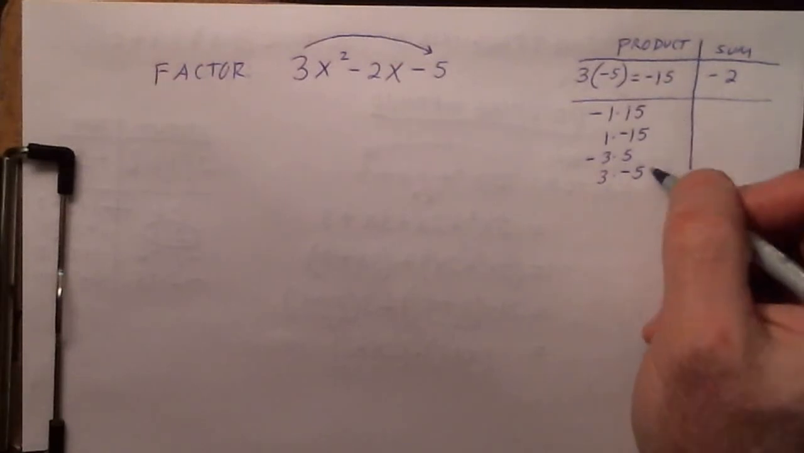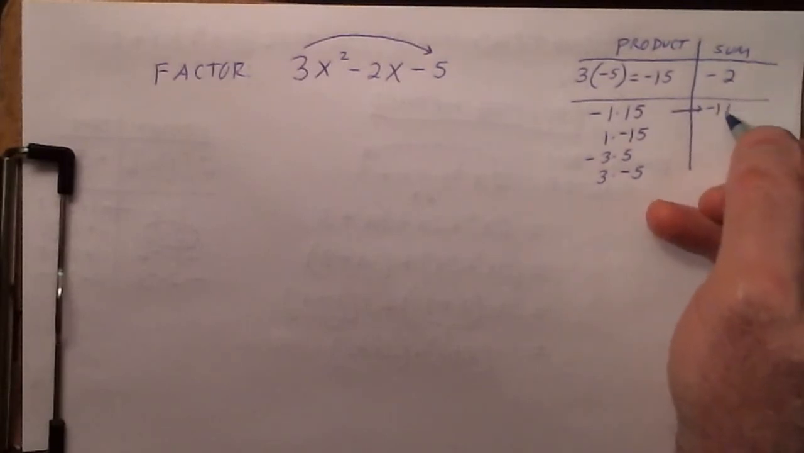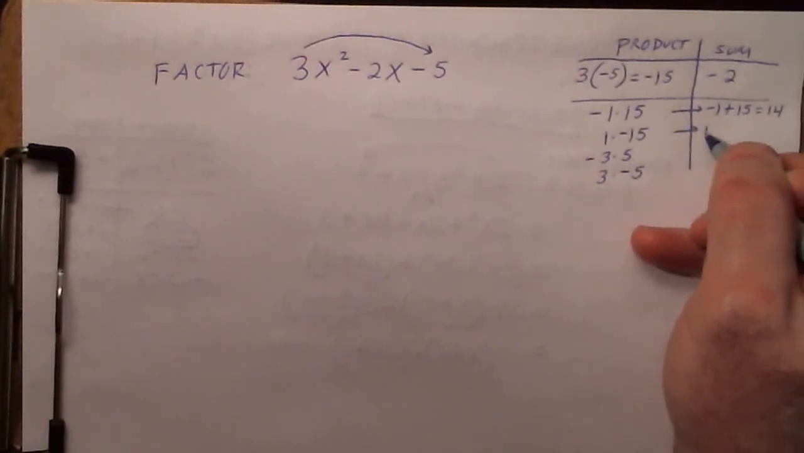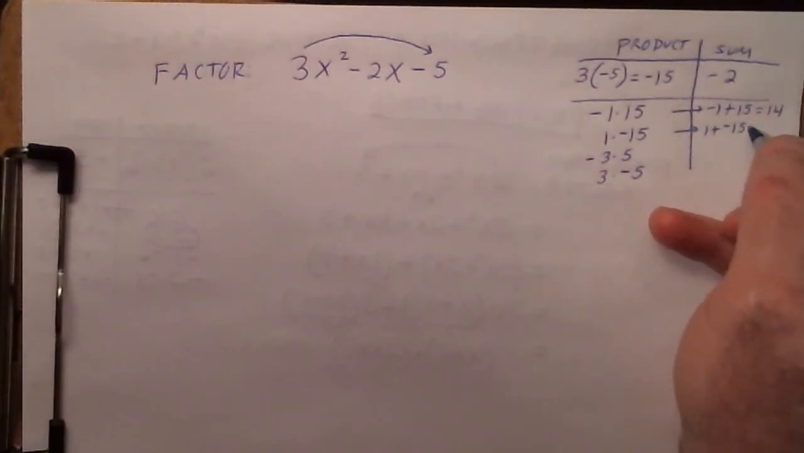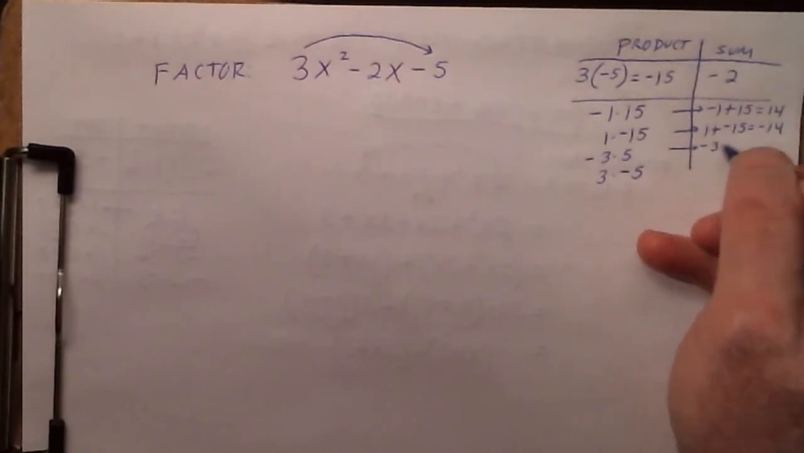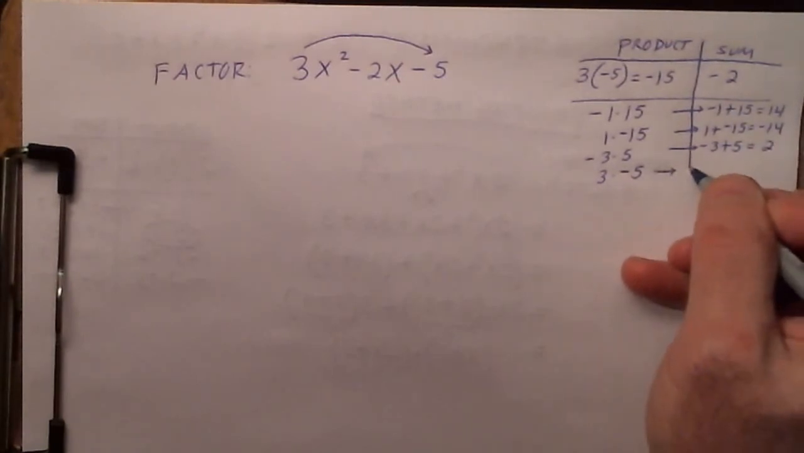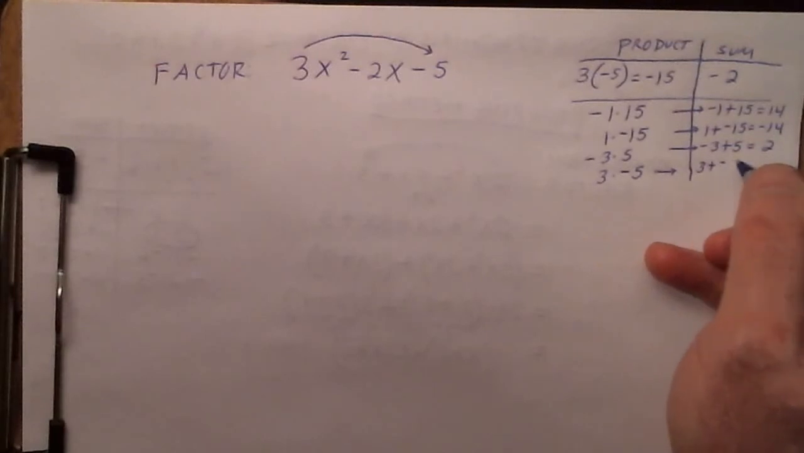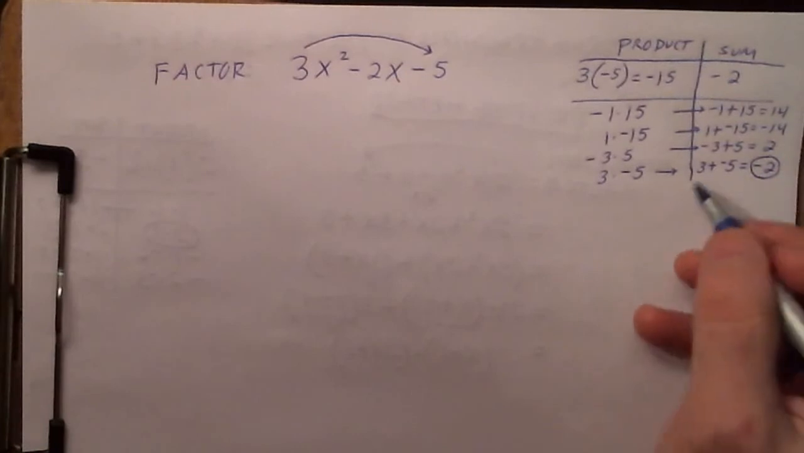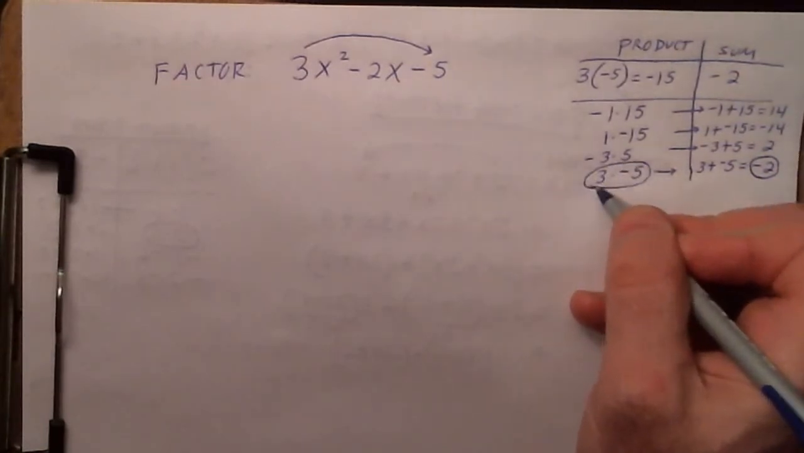Now the only 2 in this list that sum up to negative 2 are going to be which ones? Well, it's not going to be negative 1 and 15. These add up to 14. It's not going to be 1 and negative 15 because these sum up to negative 14. Is it negative 3 and 5? No, these add up to positive 2. Might it be 3 and negative 5? And there we go. Those are the ones that work. So the only factors of negative 15 that sum up to negative 2, the middle coefficient, are going to be 3 and negative 5.